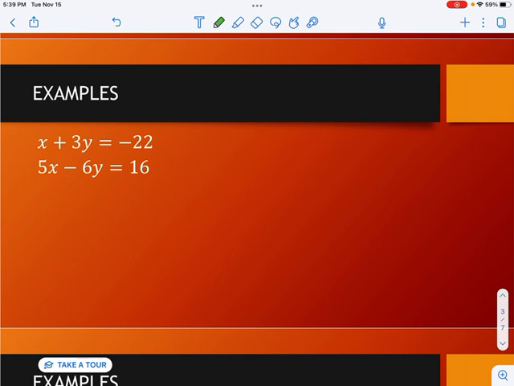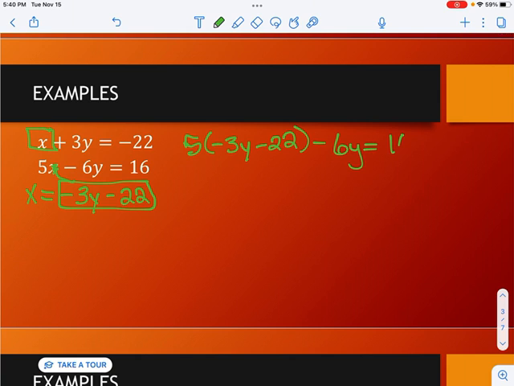So if I look through there, the simplest one to solve for is the x in the first equation. To do that, I need to minus 3y. So what I know is x is equal to negative 3y minus 22. So now I'm going to take this and plug it into the x in the second equation. So here is what we now have: 5 times negative 3y minus 22 minus 6y, and that equals 16.